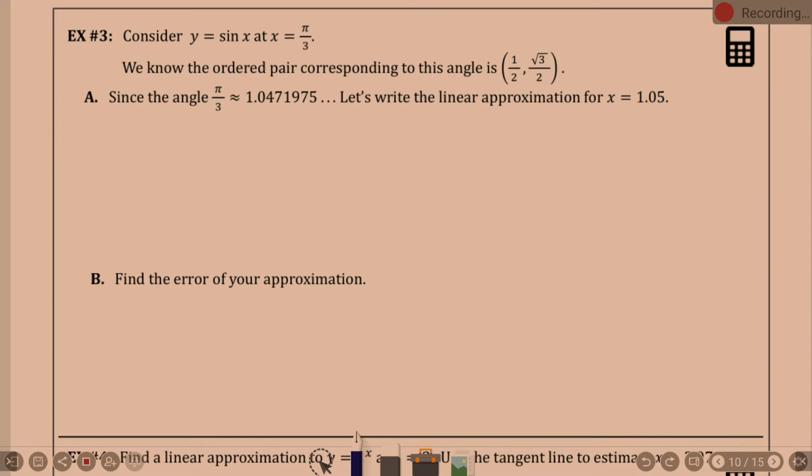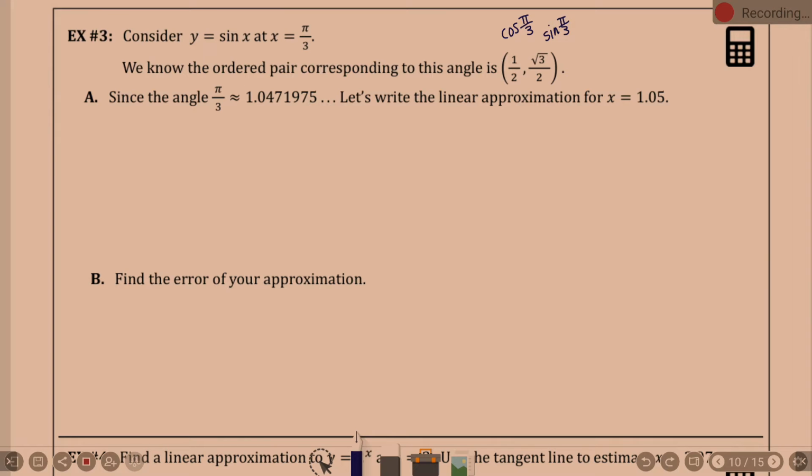Consider y equals sine x at x equals pi over 3. Now, based on that, it says we know... okay, I'm thinking, but do we? We know the ordered pair corresponding to this angle is 1/2 comma square root of 3 over 2. Cosine, sine, right? Because this is the cosine of pi over 3, and this is going to be the sine of pi over 3, because an ordered pair is always cosine, sine.